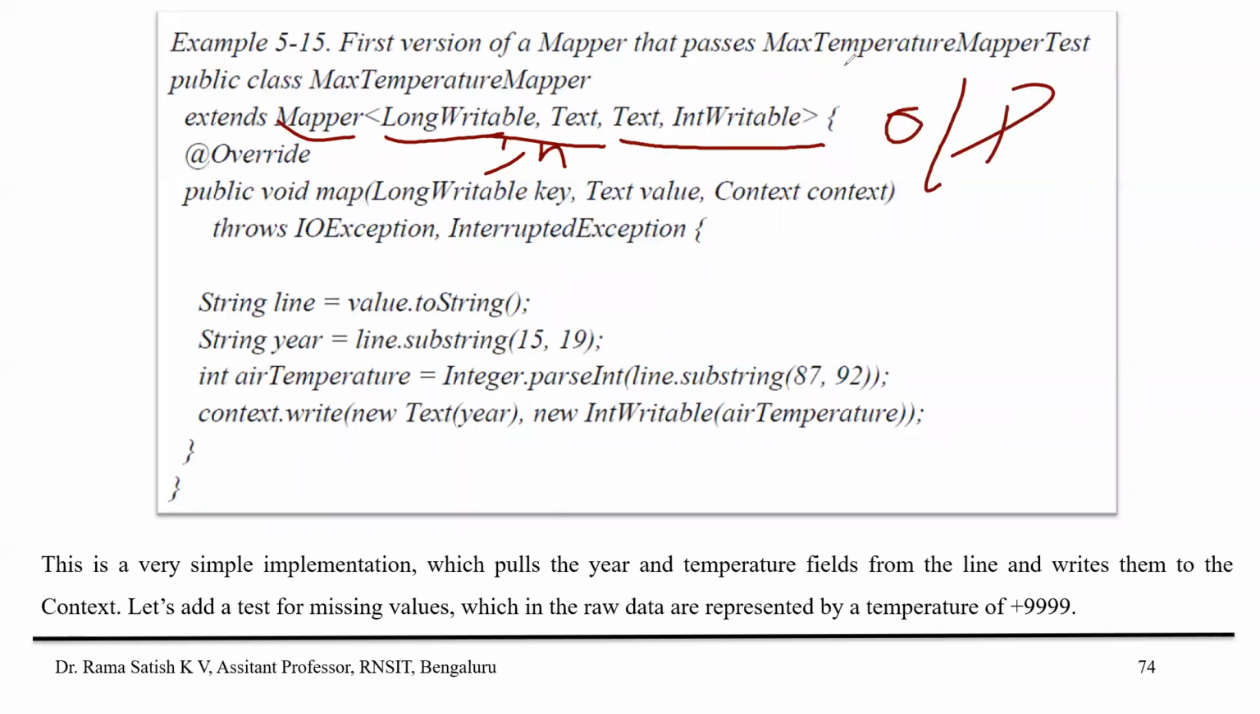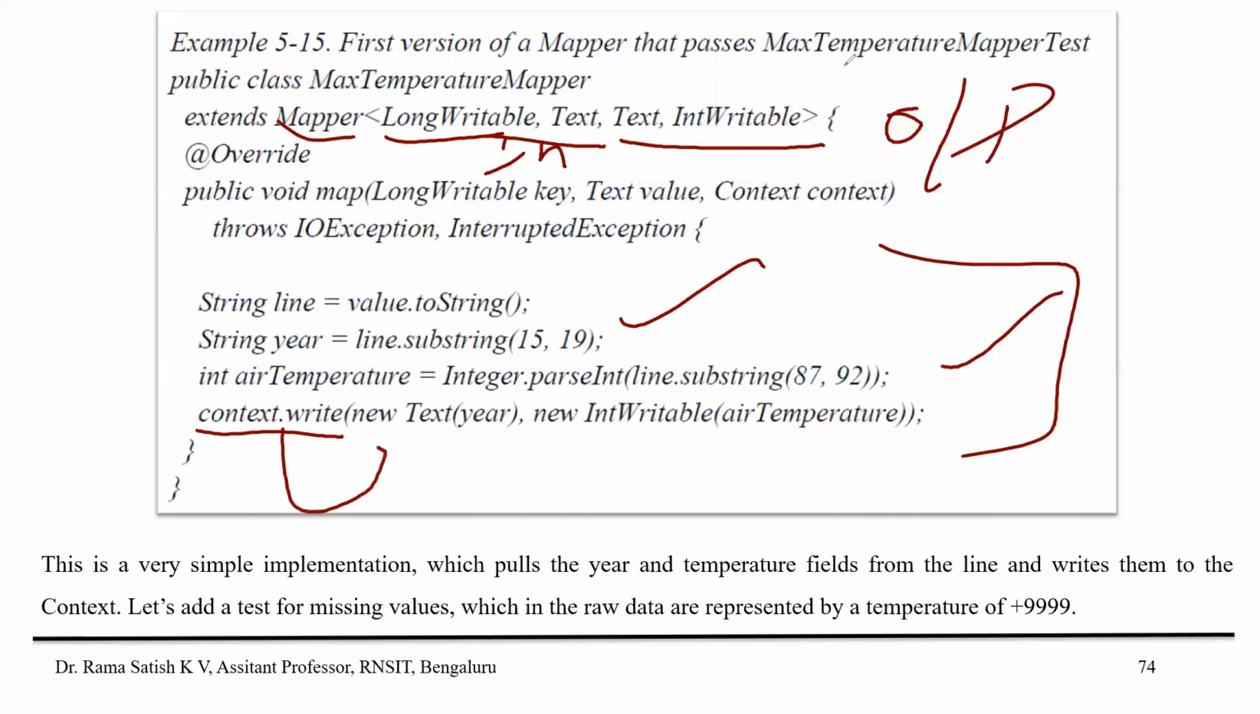So we get the output, and when we write the same thing, we extract the particular substrings, and we find the year and the temperature in the line. Look here, we are finding the year, and here we are finding the temperature. Same thing, we are writing context.write, so we write the year and we write the temperature. This is a very simple implementation which pulls the year and the temperature field from the line that we get into the context.